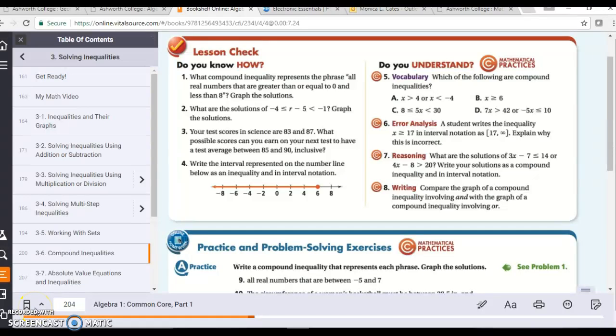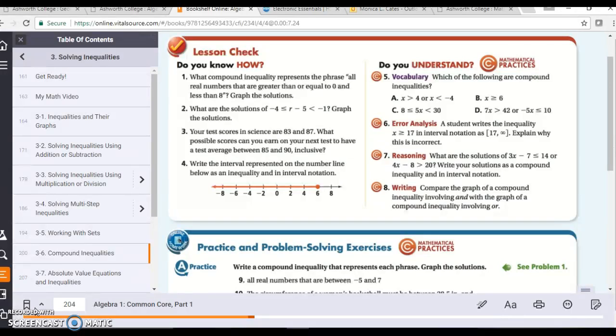Hello, we're looking at problem number 3 on page 204. It says, this is lesson check, and it says your test scores in science are 83 and 87. What possible scores can you earn on your next test to have a test average between 85 and 90 inclusive?